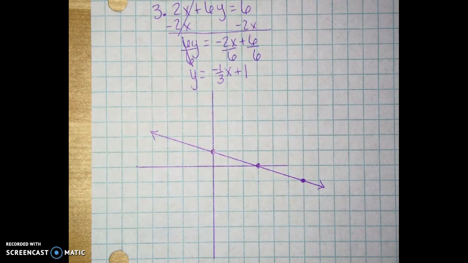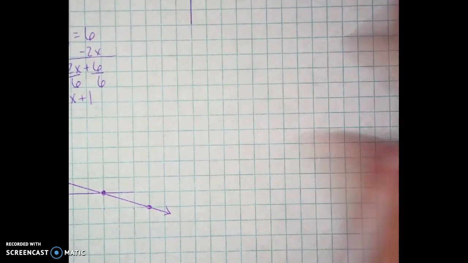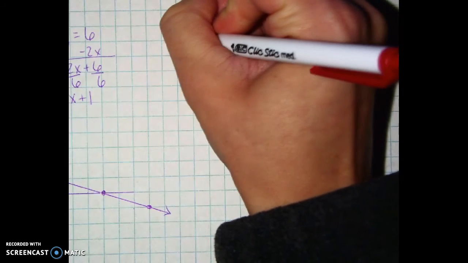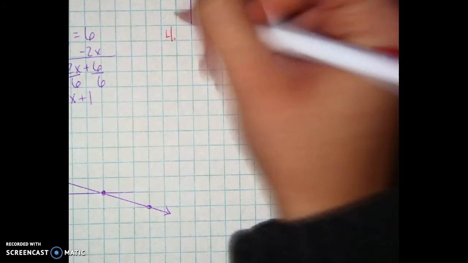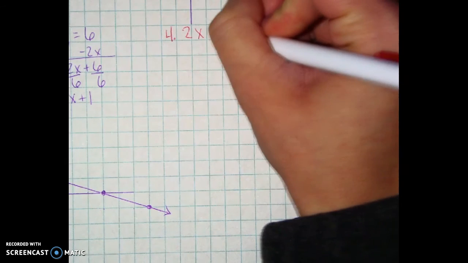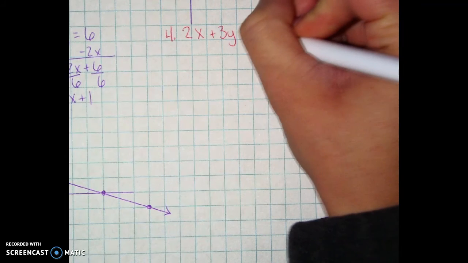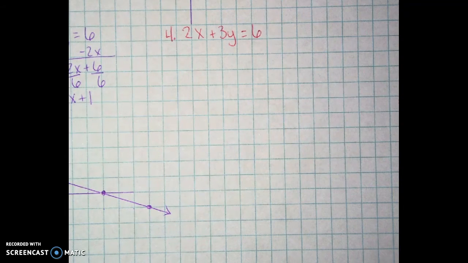Okay. I have one more for you to do, and then you can go ahead and start on your assignment. Number 4 is 2x plus 3y equals 6. And I know you can find the x and y intercepts on that, but please put it into slope-intercept form and then graph it. And I would recommend pausing it so you get practice.